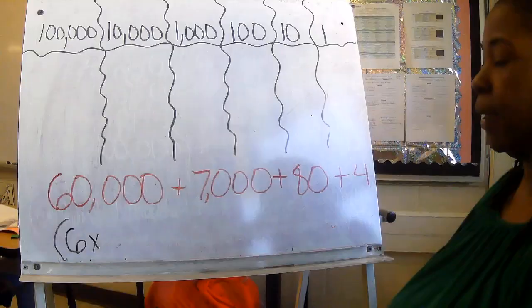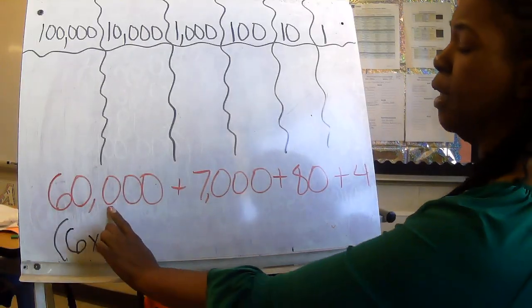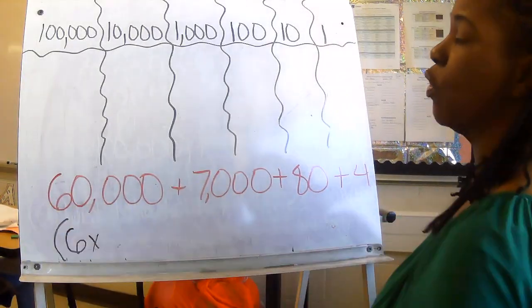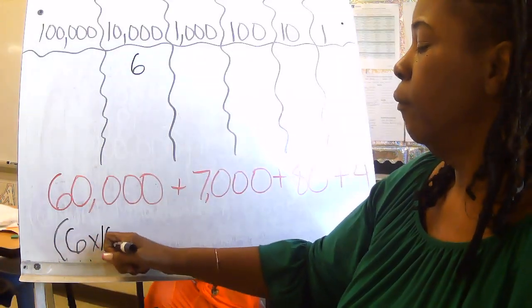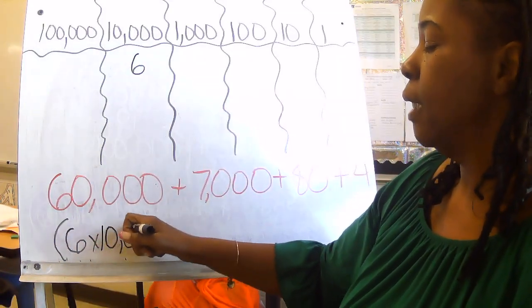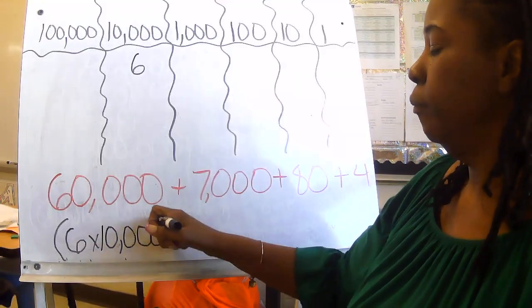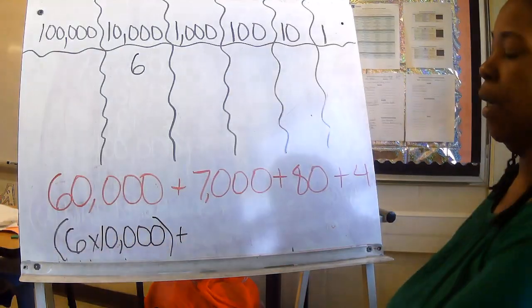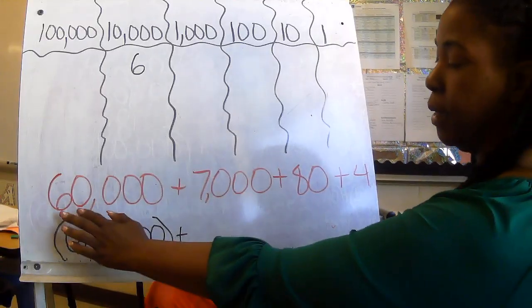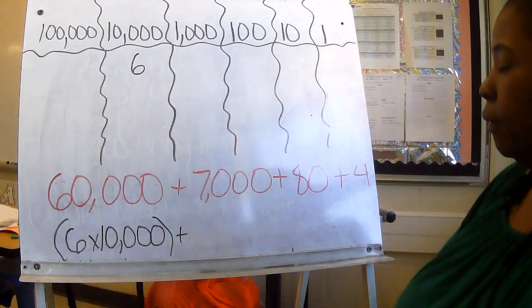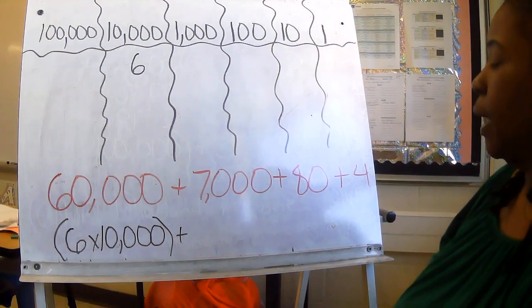How do I know that? Because I know my place value. 1s, 10s, 100s, 1,000s, 10,000s. So we know our 6 is going to go here. So we're going to do 6 is in what place? Is in the 10,000s place. Plus. And that, hence, that has the value of 60,000. 6 times 10,000 is 60,000. Plus, what's our next number?